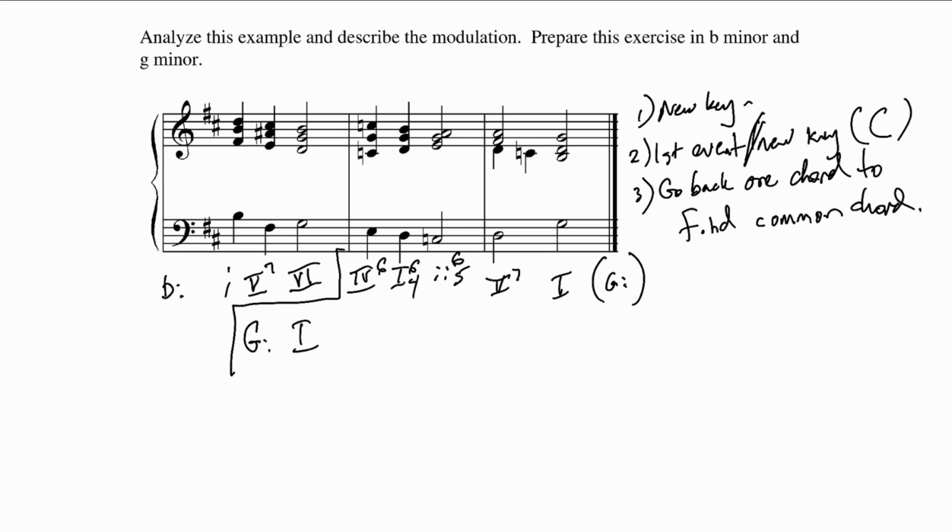Bonus points. What kind of 6-4 is that? You might say 1-6-4. Oh, it's cadential 6-4. Nope. Cadential 6-4 is part of the last few chords of the phrase and precedes 5. That's passing 6-4.